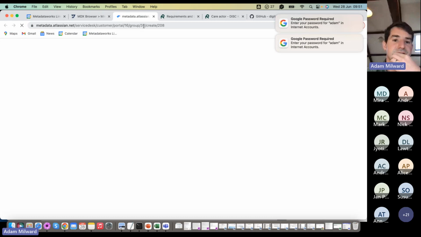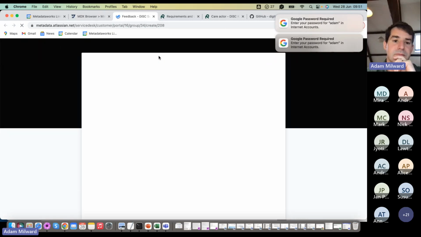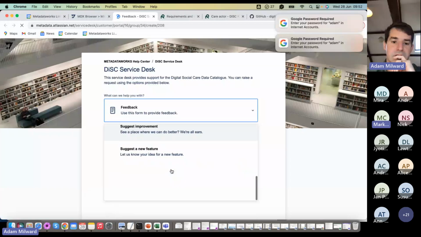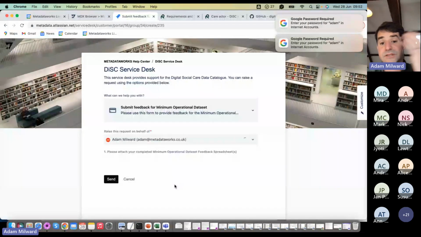Actually, you can go to our service desk and create a ticket, and again, we'll send the direct link through. You can submit feedback for the mods and you can upload those forms. Again, we'll send those forms through to everyone. You can find them on the website.